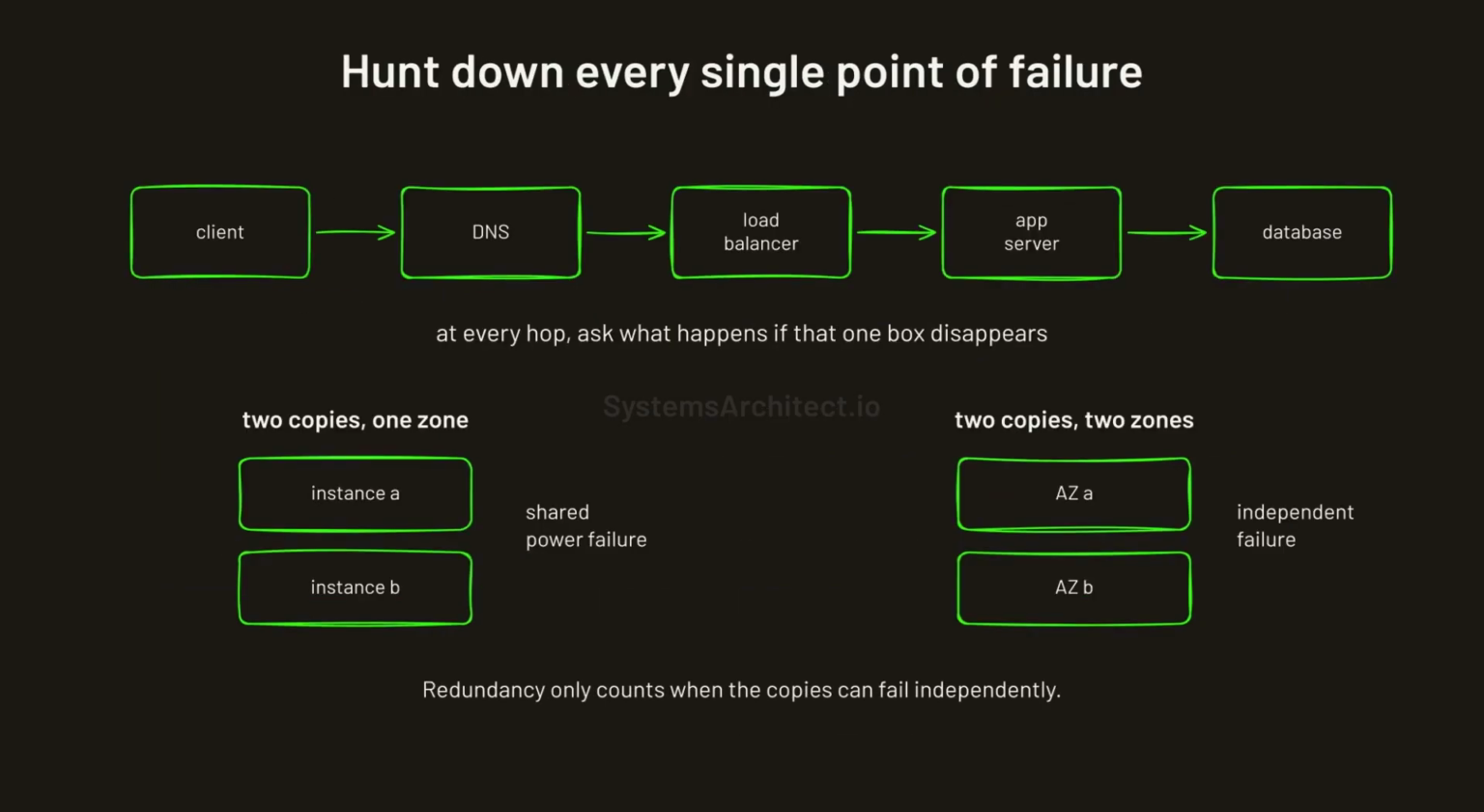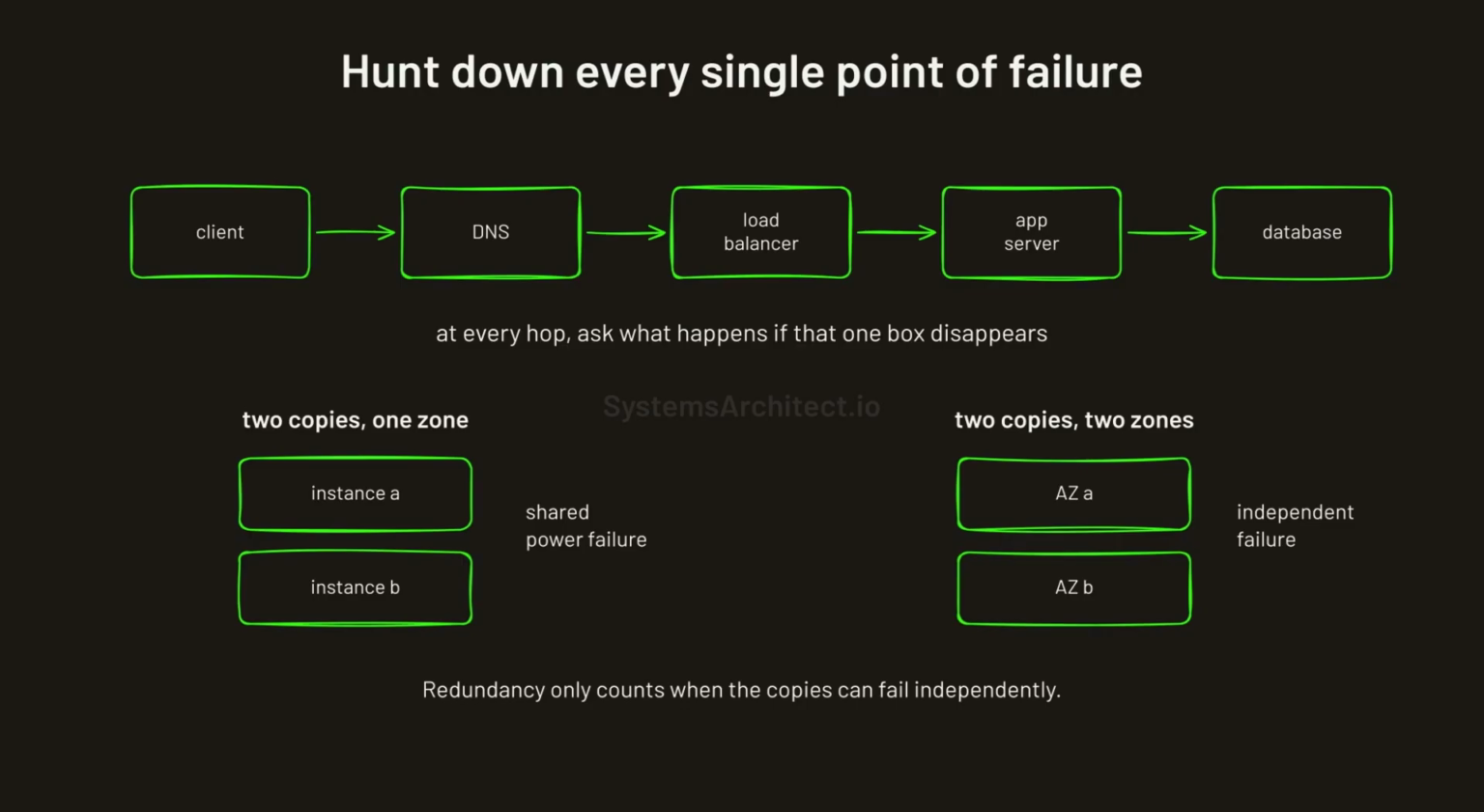A single point of failure is any component whose loss stops the entire system. Finding them is the core exercise of availability design. It is more mechanical than it sounds. Trace one request from the client to the database. At every hop, ask what happens if that box disappears. One web server, one NAT gateway, one database instance, and one certificate all fail that test. The fix is redundancy, meaning more than one of anything on that path. Place those copies in different zones.